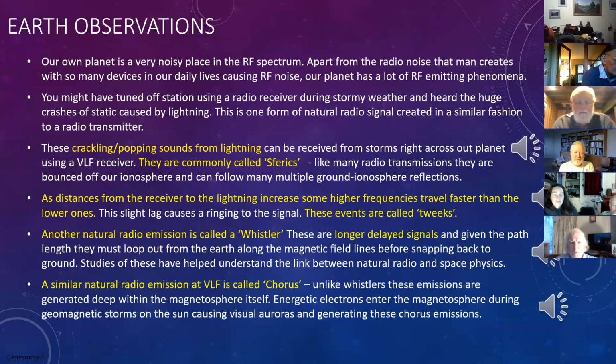So as we said, one of the things you could do is find a radio receiver, and when we've got storms around, obviously not when the storm is right overhead, because that wouldn't be safe, you can tune the receiver off frequency to a quiet spot between channels, and you'll hear these huge crashes of static caused by lightning. And that's one form of natural radio signal that you will hear.